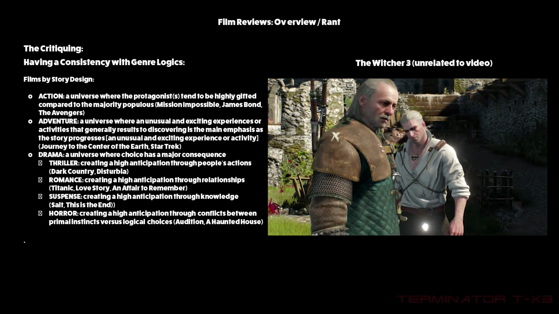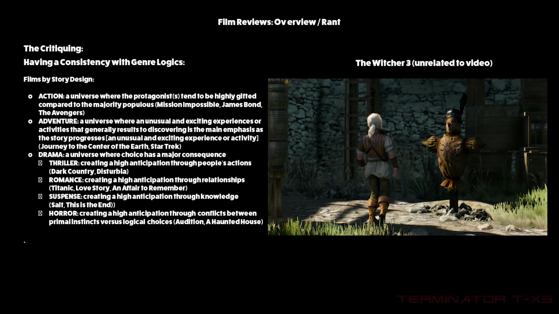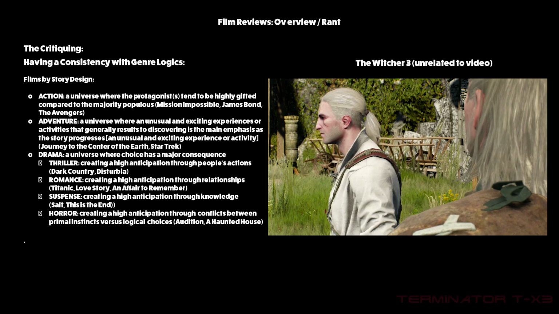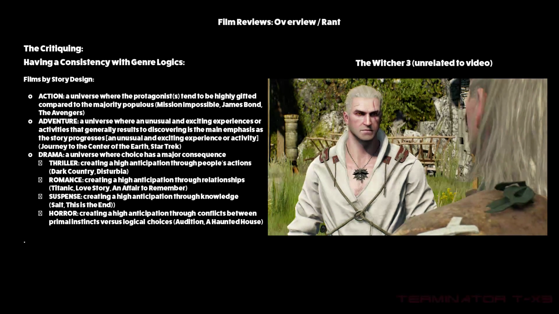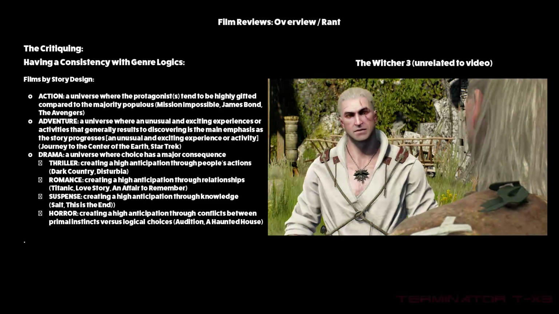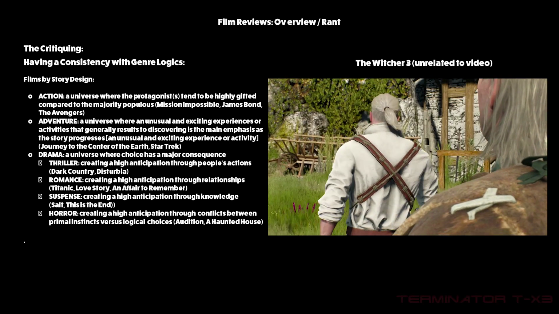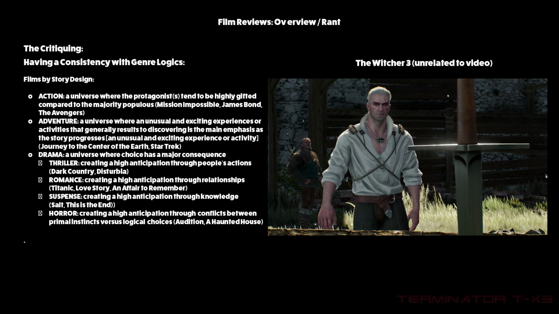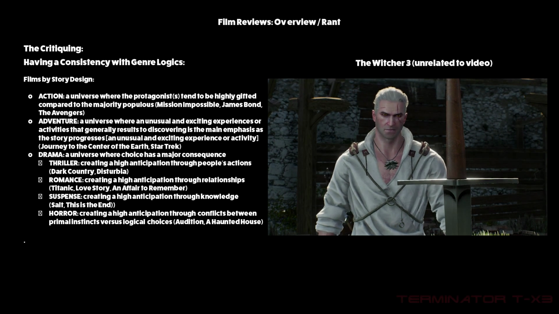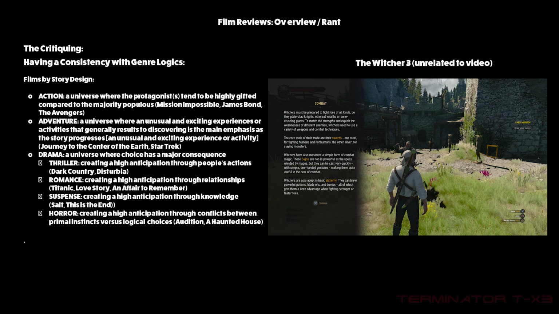The first one is thriller, creating a high anticipation through people's actions. An example is Dark Country or Disturbia. Romance, creating a high anticipation through relationships. Examples are Titanic, Love Story, and An Affair to Remember. Suspense, creating a high anticipation through knowledge. Movies like Salt, This Is the End. And horror, creating a high anticipation through conflicts between primal instincts versus logical choices. Examples are Audition, A Haunted House.